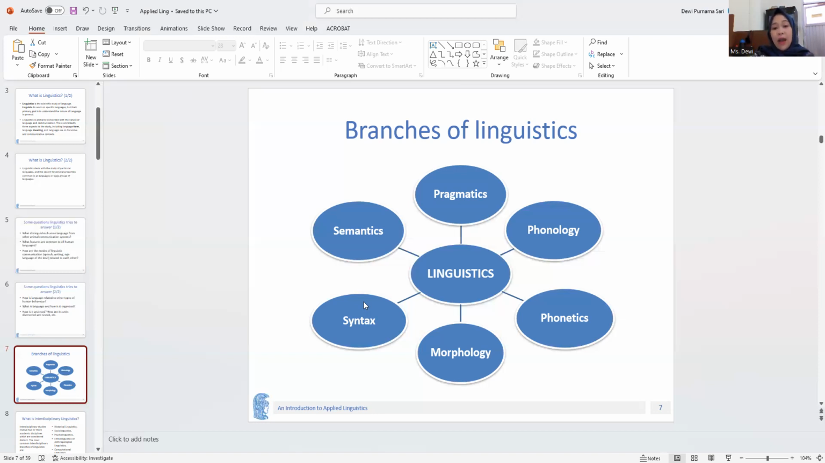These areas are actually explained in a certain class for each term, yeah. So you will meet pragmatics later, phonology class, phonetics class, morphology, and so on later, or even before this class taken.